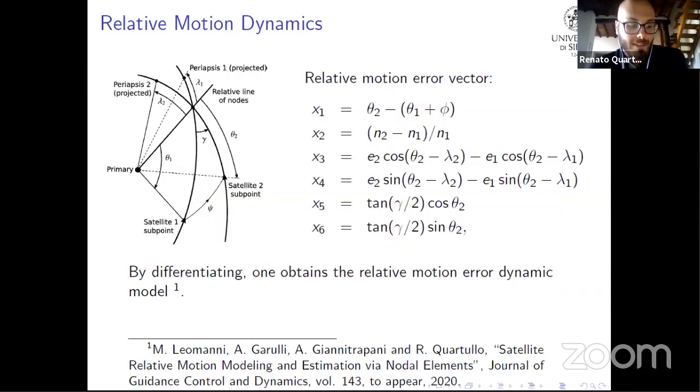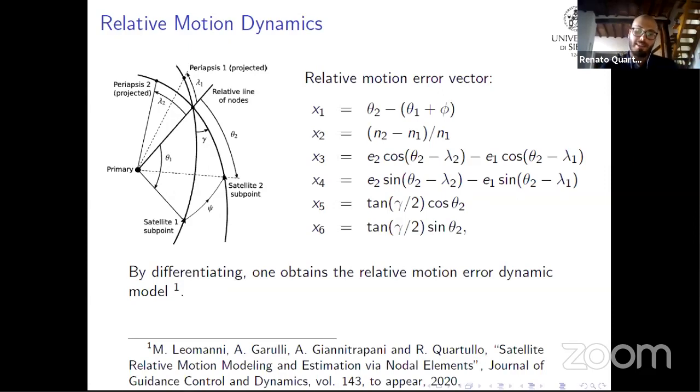To describe the relative motion dynamics of the two satellites, we adopt this innovative parameterization, which is obtained from a suitable combination of orbit shape parameters, such as semi-axis and eccentricity, and they appear in the second variable, and x3 and x4. The inclination, which appears in variables x5 and x6, and the four angles that describe the satellite position instantaneously, clearly, with respect to the line of nodes.